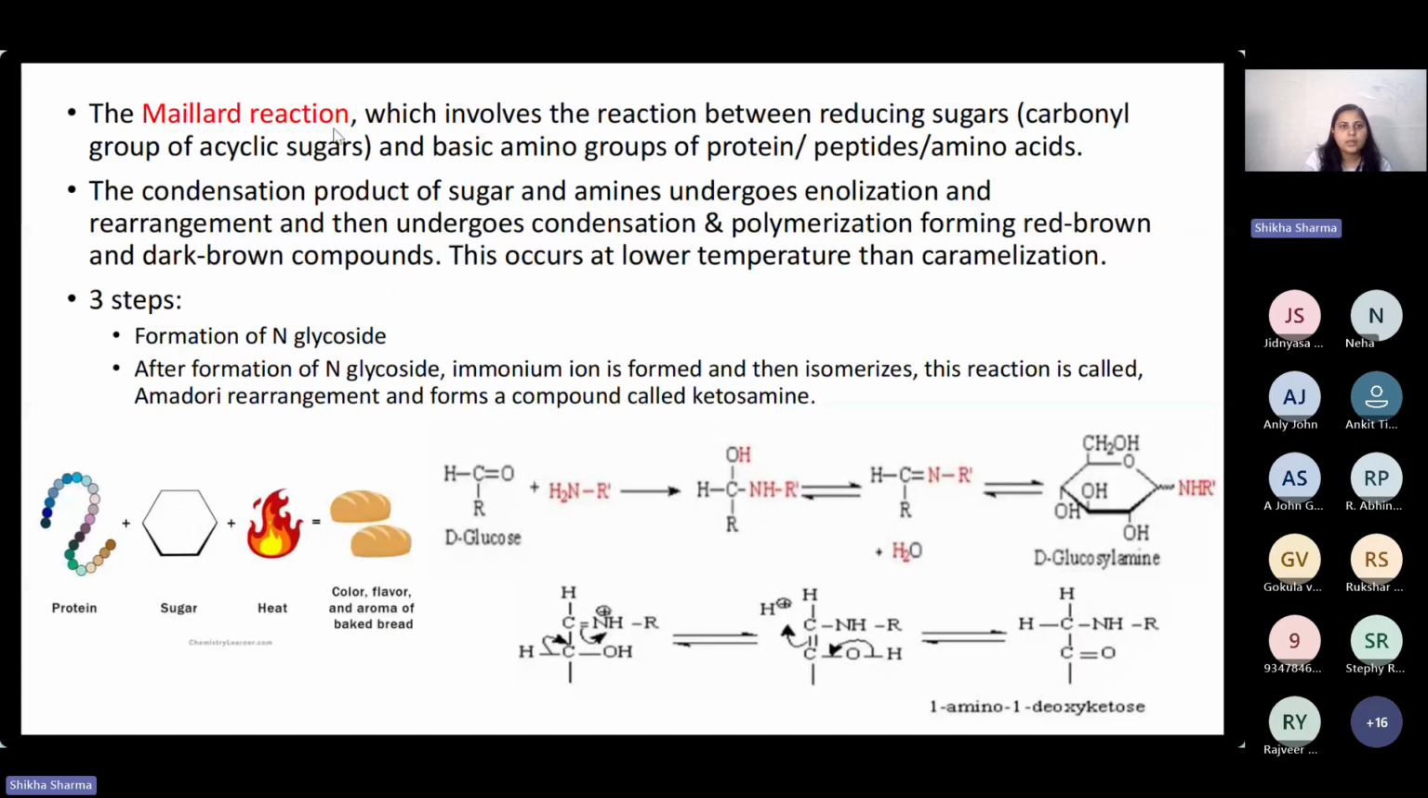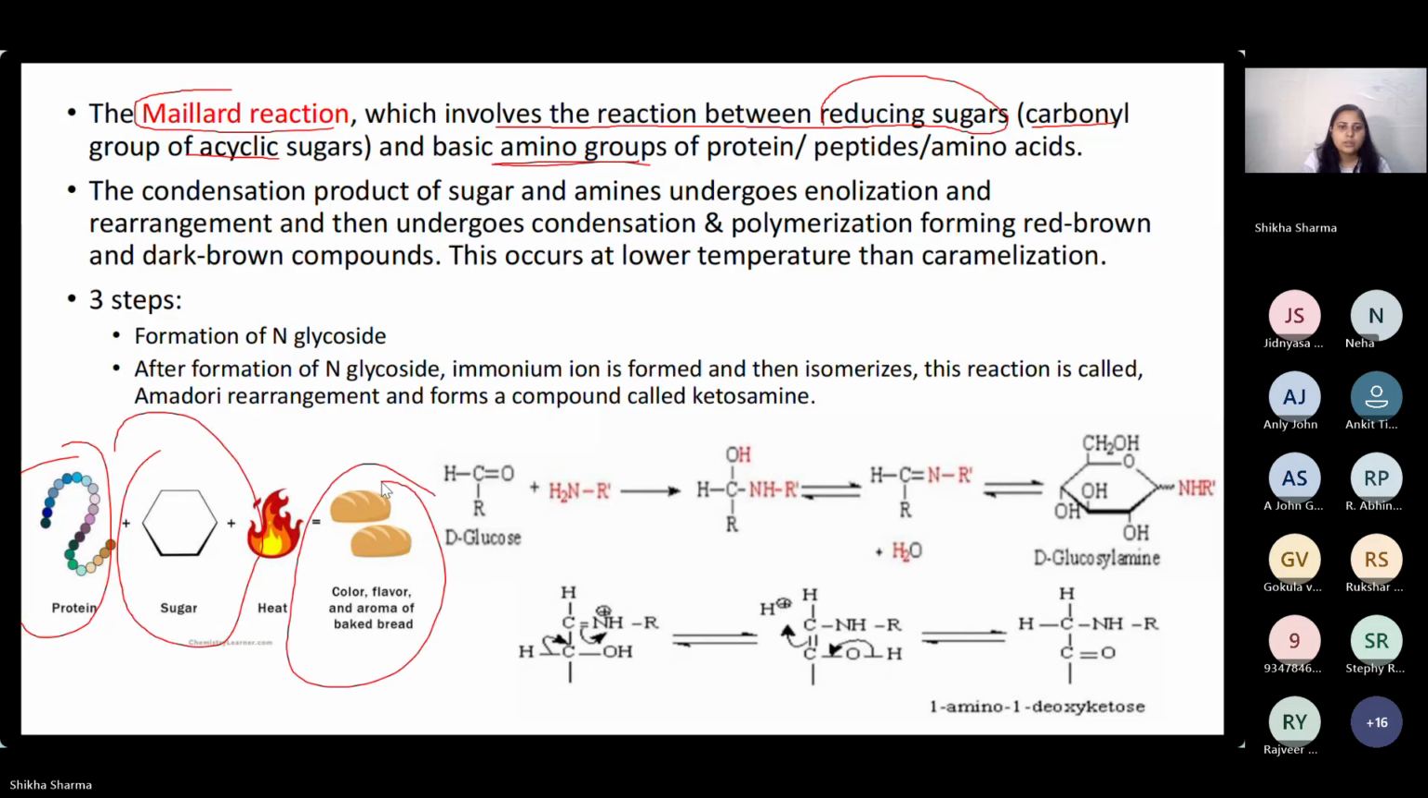Then second is the Maillard reaction. This Maillard reaction is also a non-enzymatic reaction which depends on the heat. It involves the reaction between sugar, so the carbonyl group of the sugar will take part in the reaction with the amino acids here. In caramelization, it's just the sugar which we are heating, but here we are using the amino acid, which is a protein. It will react with the sugar carbonyl group, and it will produce brown color, brown black color.